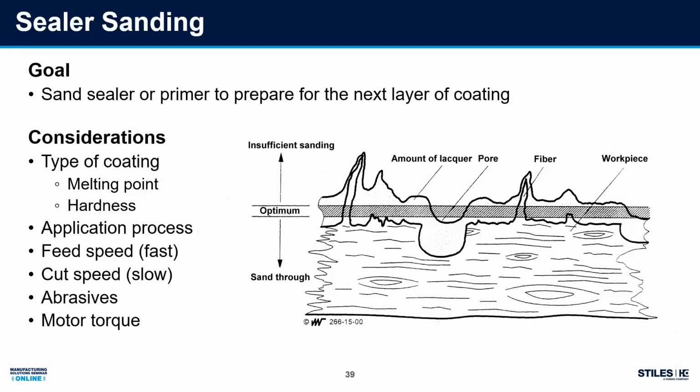Understanding feed speeds. Typically when we're sealer sanding, we're sanding fast. We don't want a lot of dwell time. And our cutting speeds are always going to be slow. We need them to run slow because really we're just abrading that surface. We're knocking down some fibers, but we don't want to remove that thin layer of coating. Abrasives, we're typically using silicon carbide. And actually, believe it or not, we require quite a high motor torque because we run at such slow speeds, and we need pressure in order to do that.